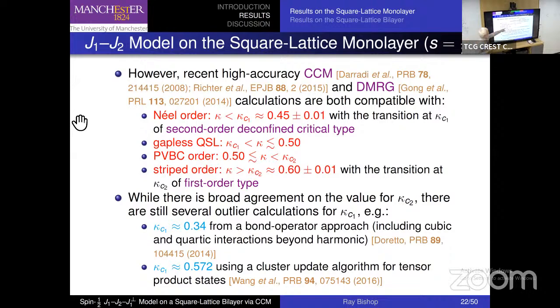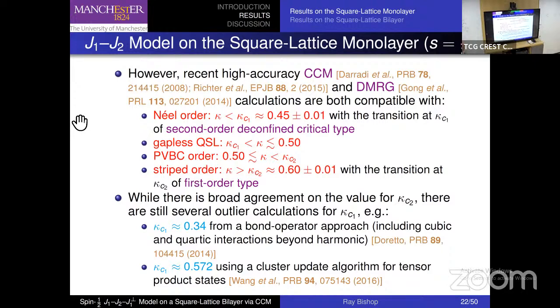Then for the first bit, it seems that there is a gapless quantum spin liquid. And then in that intermediate range, there are at least two phases, a quantum spin liquid and one that's got a valence bond crystal order, in this case, a plaquette valence bond crystal. So on each of the squares, the four spins are coupled to a spin zero. And the next transition, from the plaquette valence bond crystal to striped, is a first order transition.